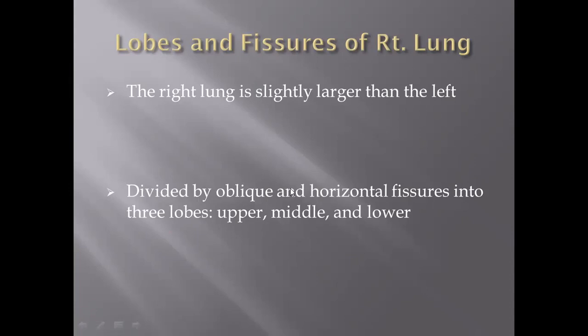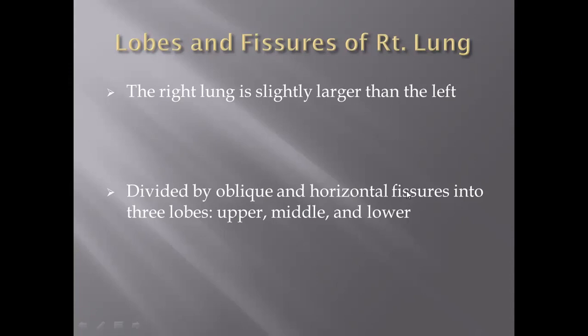It is divided by oblique and horizontal fissures. There are two types of fissures. One is called the horizontal or transverse fissure, and another is oblique, depending on their position. Due to these two fissures, the right lung is divided into three lobes. So there are two fissures and three lobes. This is the characteristic of the right lung.